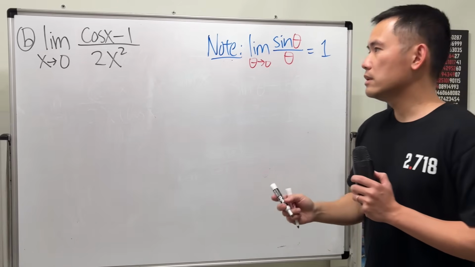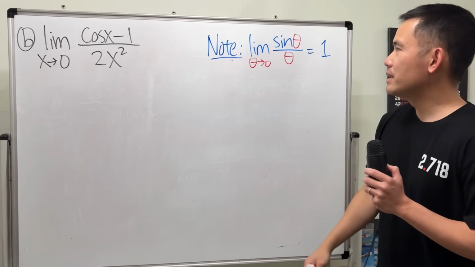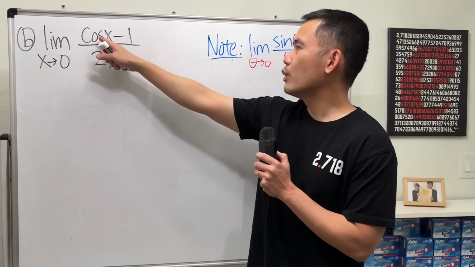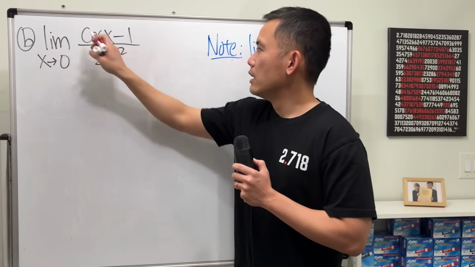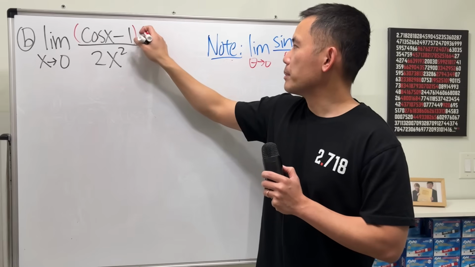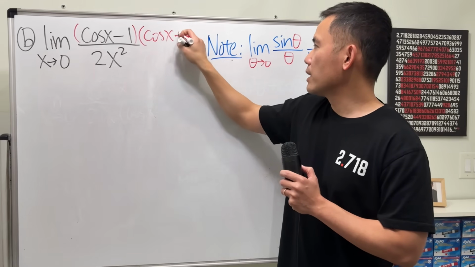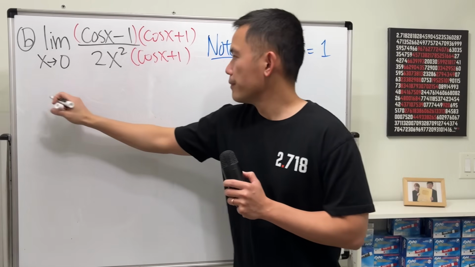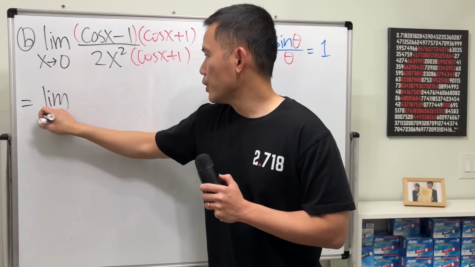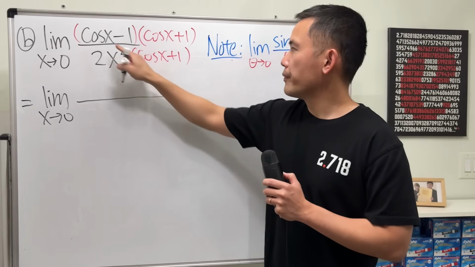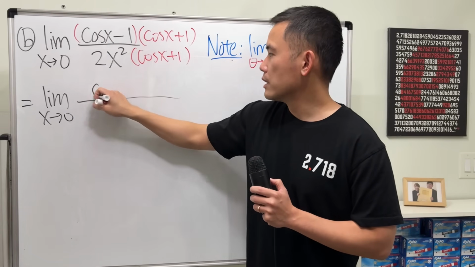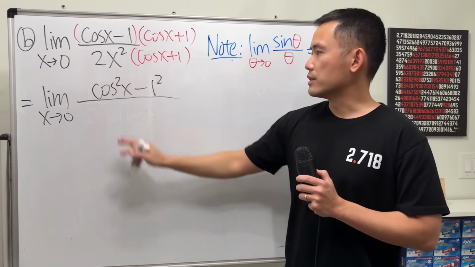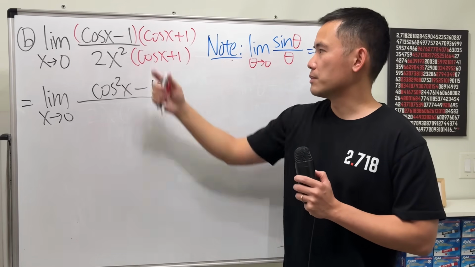Now for the second one, we have cosine, but the limit I told you was with sine. So what can we do? Well, here we have cosine x minus 1. So let's multiply the conjugate, top and bottom. We get cosine x plus 1, and then cosine x plus 1. This way, the top is going to be, you square the first term, which is cosine square x, and then minus the square of the second. So it's cosine square x minus 1, if you multiply it out.